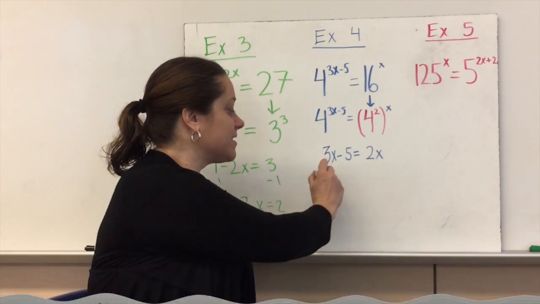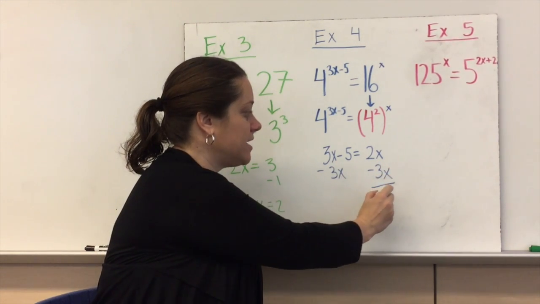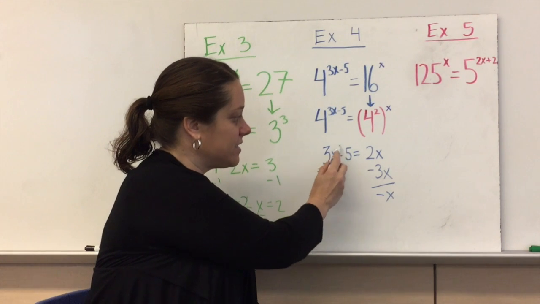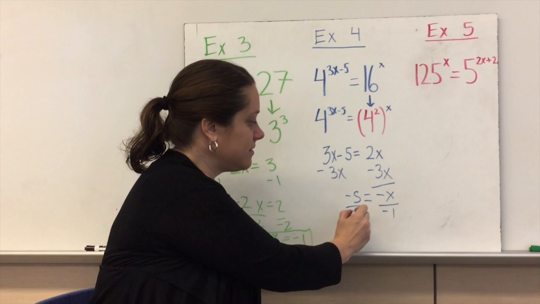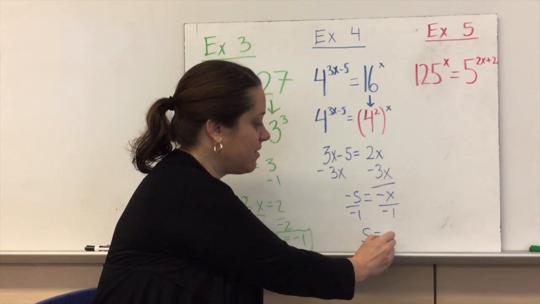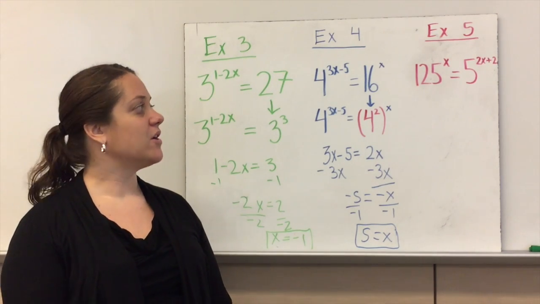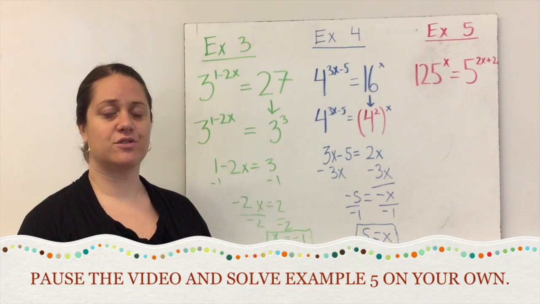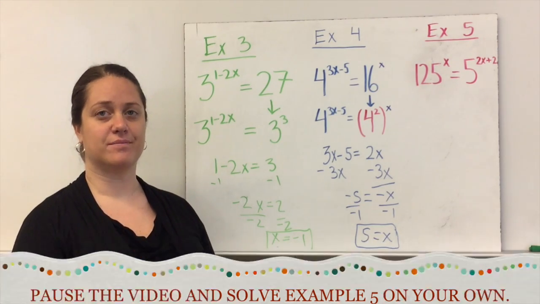All right, welcome back. So I need to get the x's on one side. So I have negative x, and again I bring down this negative 5. So I can divide by negative 1, and I find out that x equals 5. Okay, so go ahead and pause the video, and I want you to try the last one on your own, and then when you come back, I will make sure you solved it correctly.